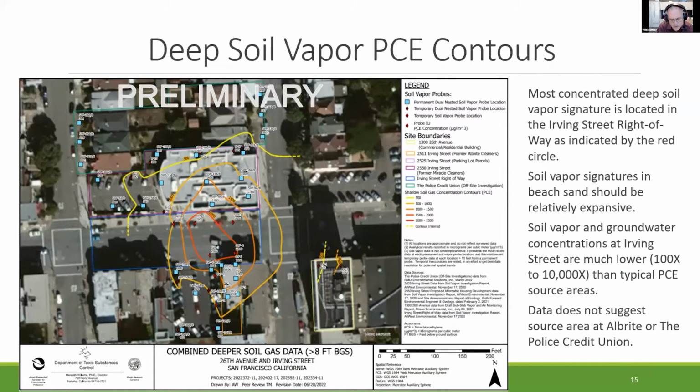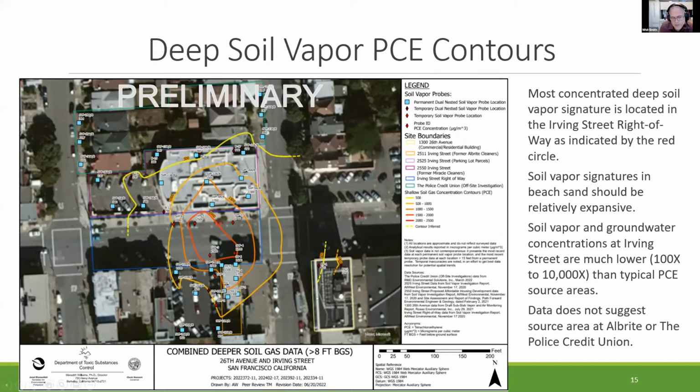Ted mentioned earlier lines of evidence to look for and infer PCE source areas. One of the strongest ones we have in our data set right now is deep soil vapor.